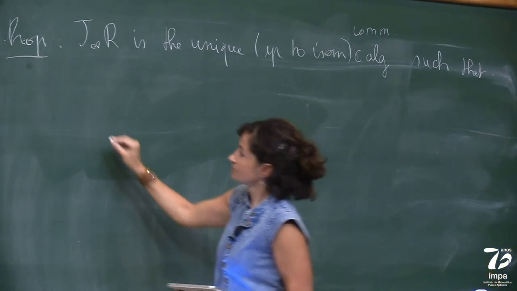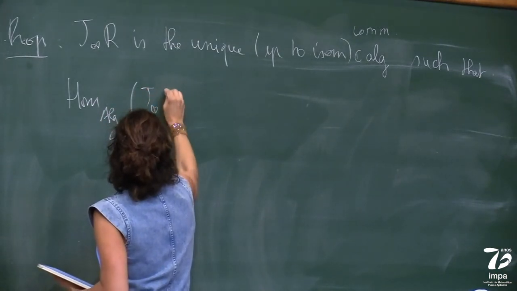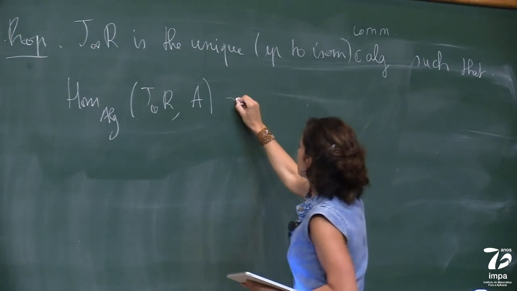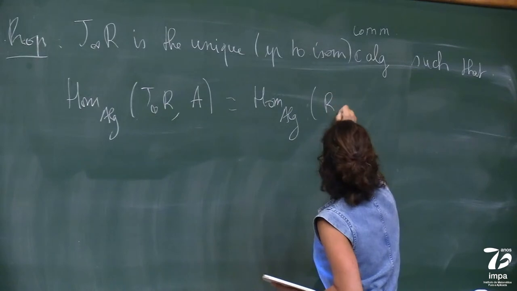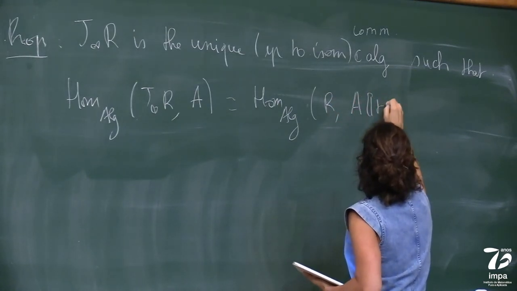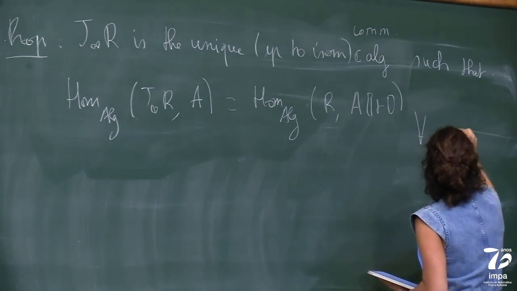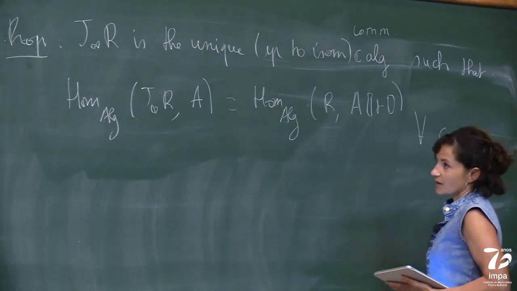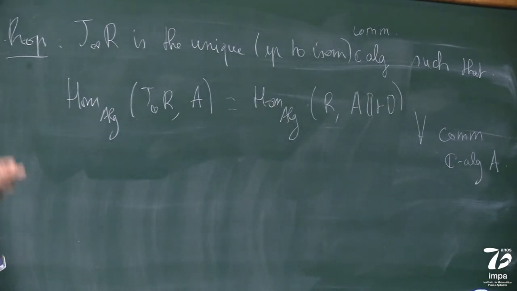Hom of J infinity of R to any commutative C-algebra A is the same as morphisms of algebra from R to A, for any A. And in fact, this algebra is characterized by this property. So you can also take this as a definition.